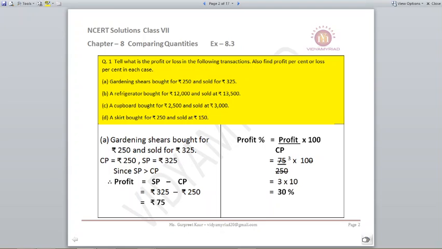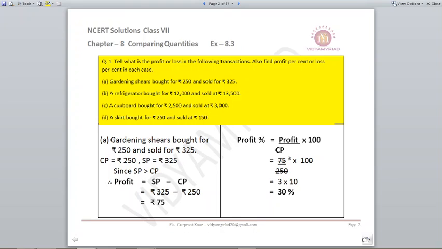Now first of all, in order to find out the profit or loss, you should know what is the cost price and the selling price of the product. If your selling price is more than the cost price, that means there will be profit, and the profit percentage will be profit upon the cost price multiplied by 100. Same way, if loss is there, in that case, cost price will be more than the selling price, and loss percentage will be calculated by loss upon CP multiplied by 100.